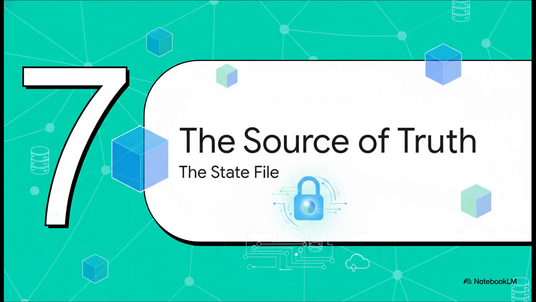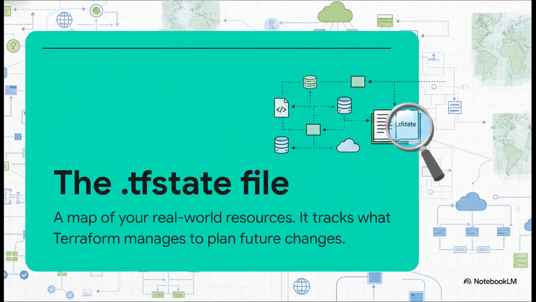Now, remember that backend we set up way back in the beginning? It all comes back to this one thing, the state file. You could argue that this file is the most critical piece of the entire Terraform puzzle. Let's talk about why. The tfstate file is Terraform's brain. It's a digital map of your real-world infrastructure.